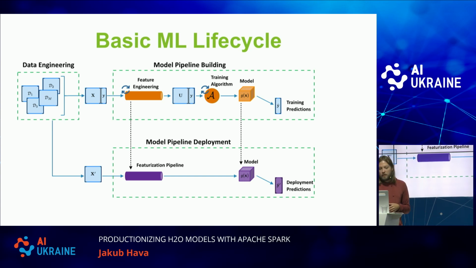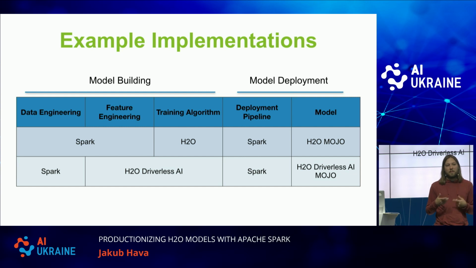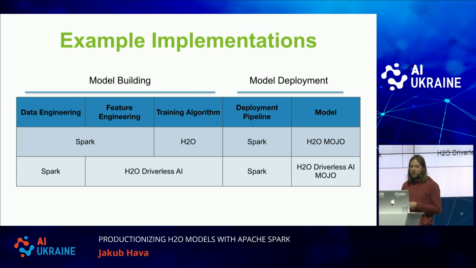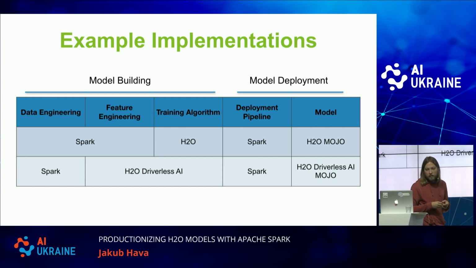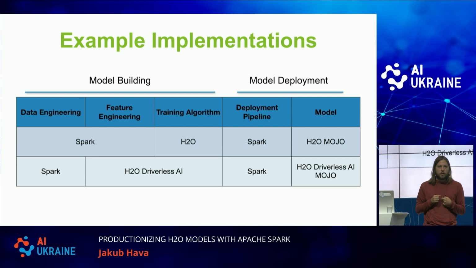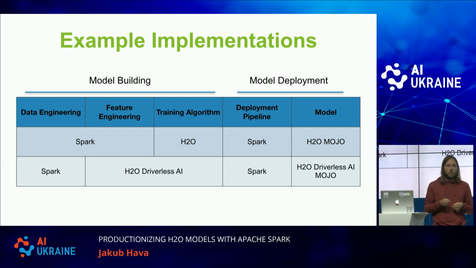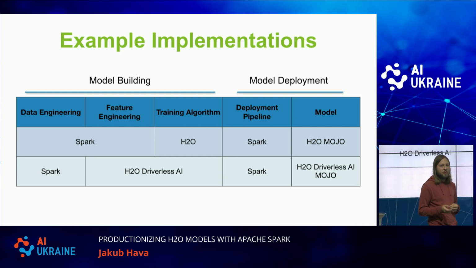Because this talk is about Sparkling Water and H2O, we will show two different implementations of how we can achieve this. The first implementation, on the first line, will be using Spark for both data engineering and feature engineering. And for training the models, we use H2O. H2O is a machine learning platform written by our company, H2O.ai.